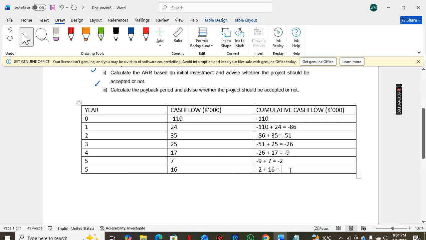So basically, we're getting our money back in 5 years. Because this payback period, once you cross 0, that's when you've got your money back. And once you start entering the positives, then you've recouped your money. Okay, so the payback period is in 5 years' time.